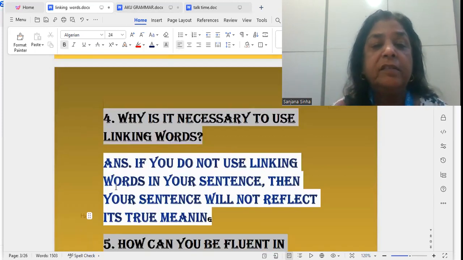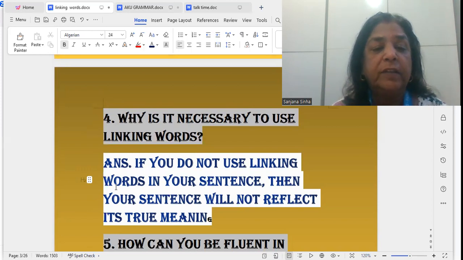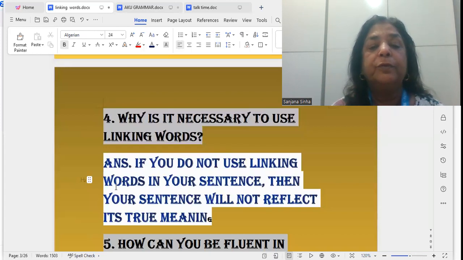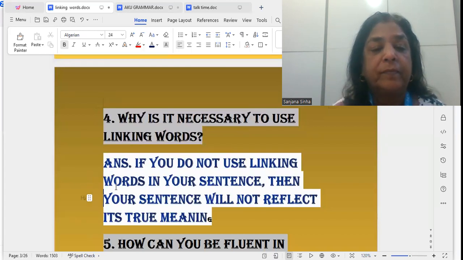So why is it necessary to use linking words? If you do not use linking words in your sentence, then your sentence will not reflect its true meaning. You will miss out on the true soul of a sentence. So that is why it is very important to use linking words in your sentences, in your speeches, in your essays, or whatever you're writing.